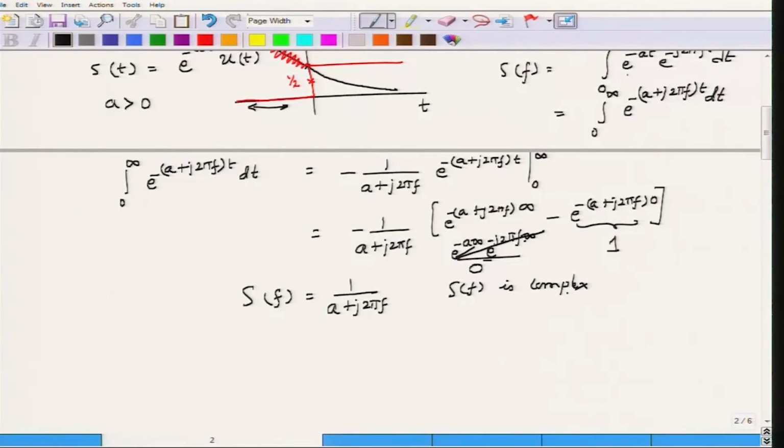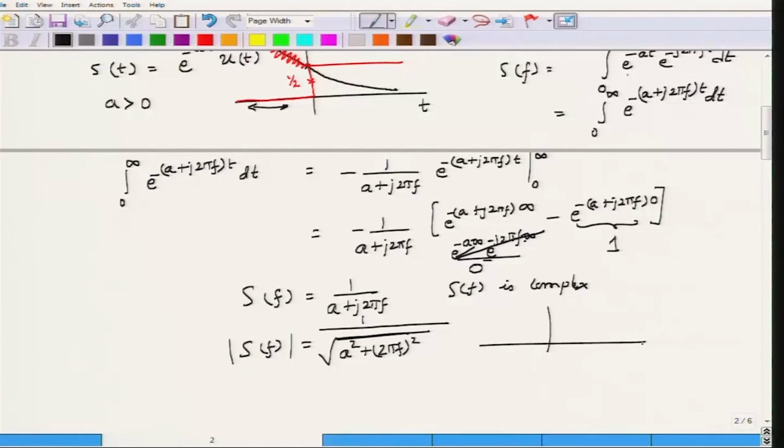So, the Fourier transform is complex, but now if you look at the magnitude of S of f, you will see that the magnitude is given by 1 by the square root of a square plus 2 pi f whole square. So, this is the magnitude. Let me write it down slightly more correctly. And what you see is, whether f is negative or positive, this magnitude of S of f would always be a positive quantity.